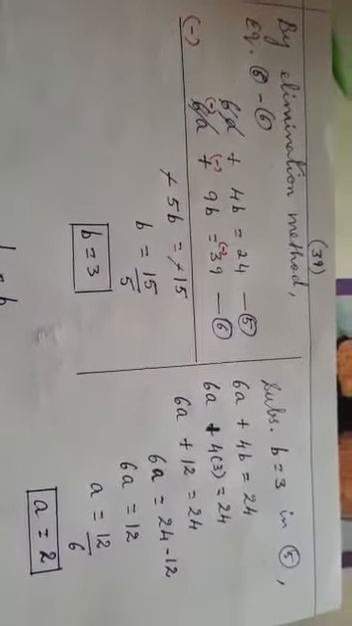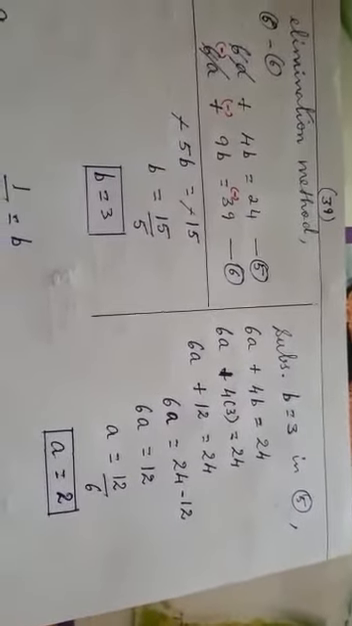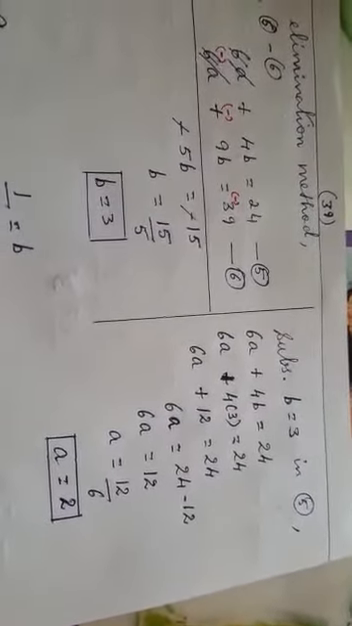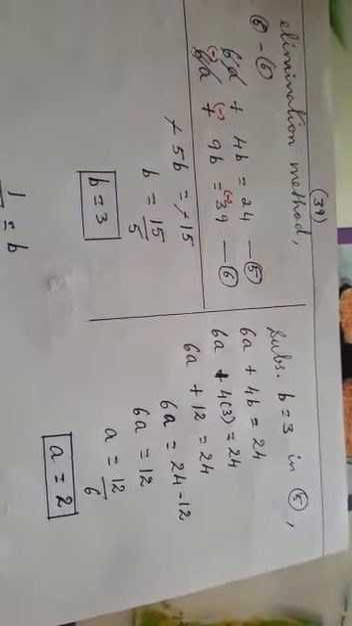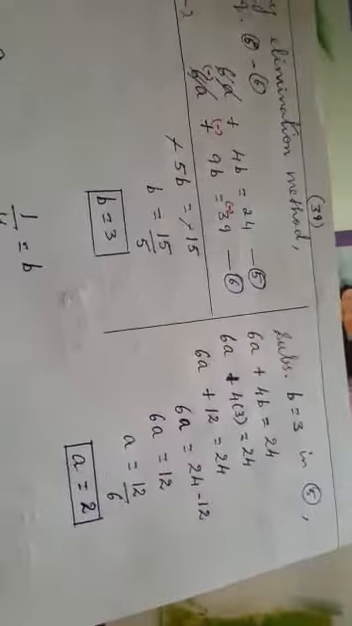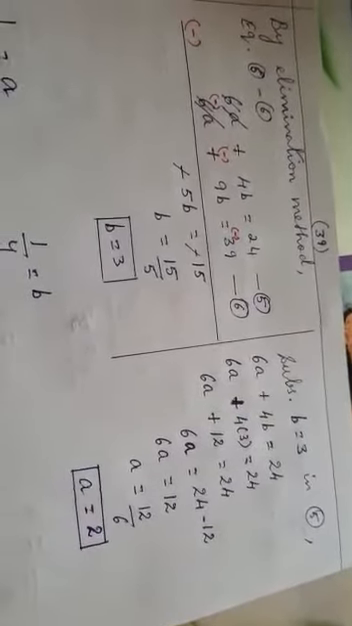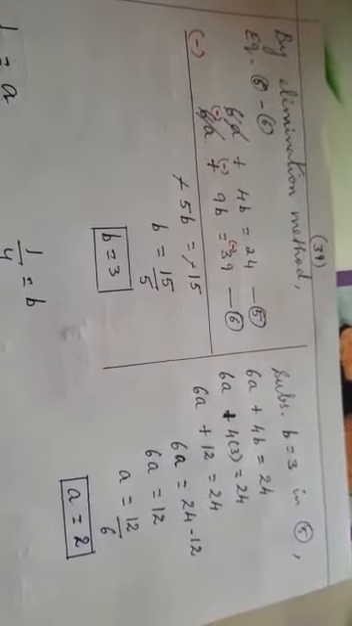Now substitute b is equal to 3 in the fifth equation. You can also substitute in the third, fourth or sixth equation, any one equation. Don't take the first two equations. Then we get the value of a. Now 6a plus 4b is equal to 24, so 6a plus 4 into 3 is 24. 6a plus 12 is 24.